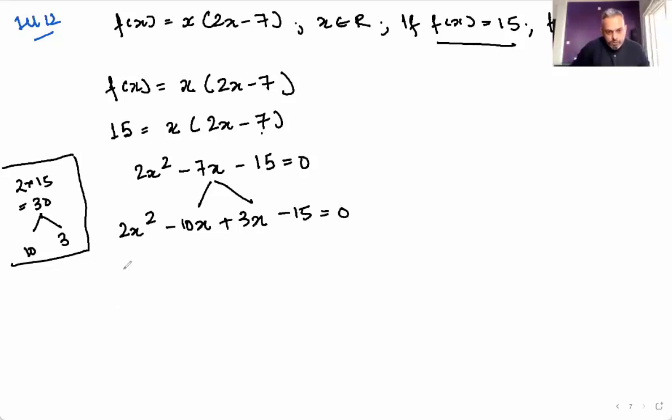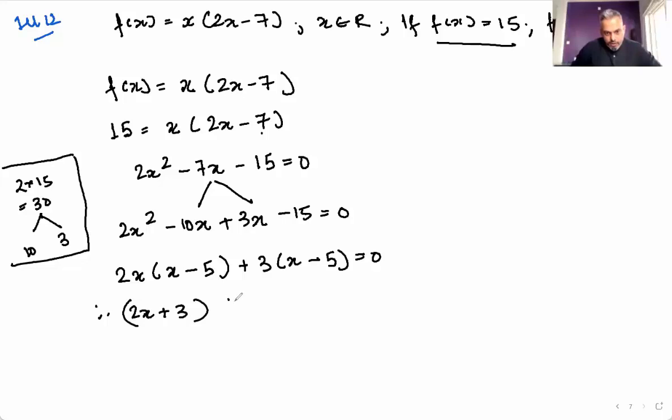Now 2x common: 2x into x minus 5, twos are 10, minus 5. Plus 3 common: 3 into x minus 5, threes are 15, which is equal to 0. Therefore 2x plus 3 and x minus 5 is equal to 0. So therefore 2x plus 3 is equal to 0 or x minus 5 is equal to 0.